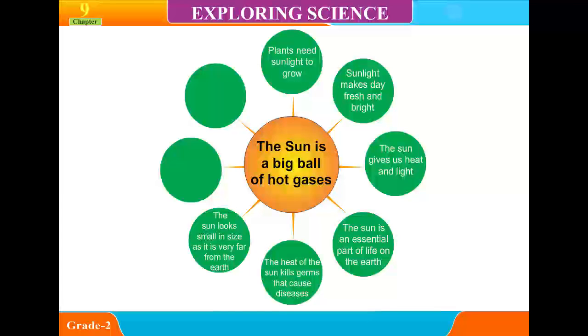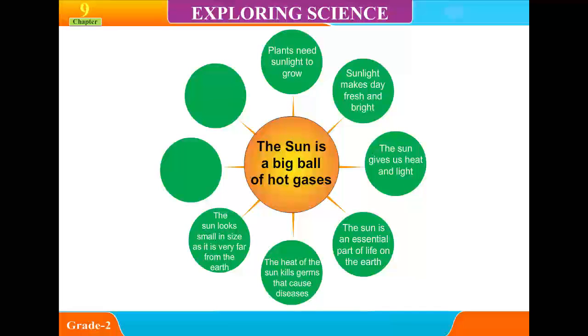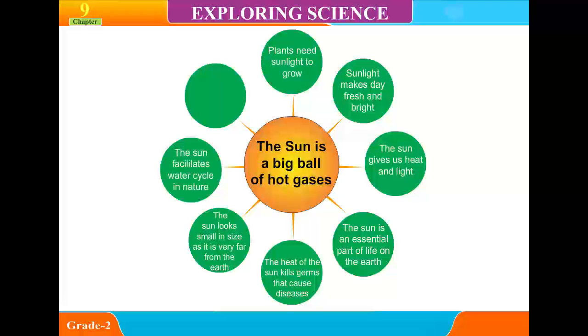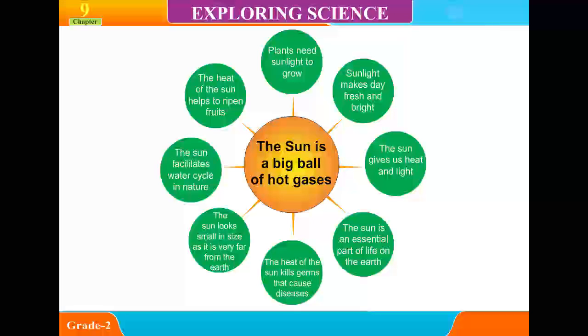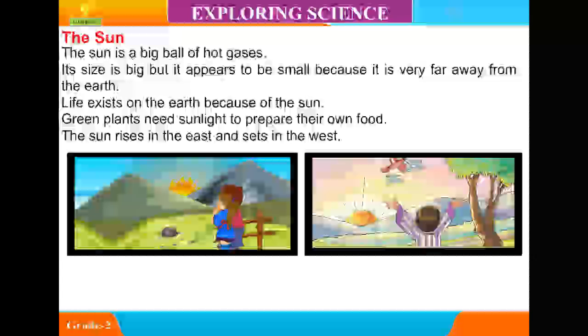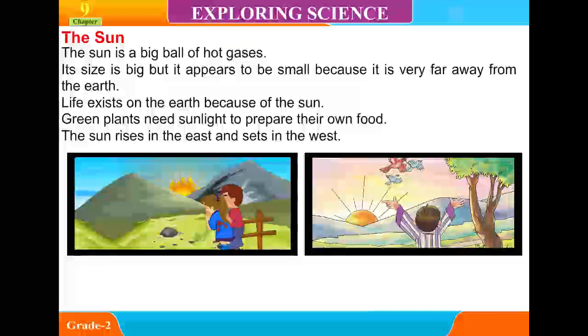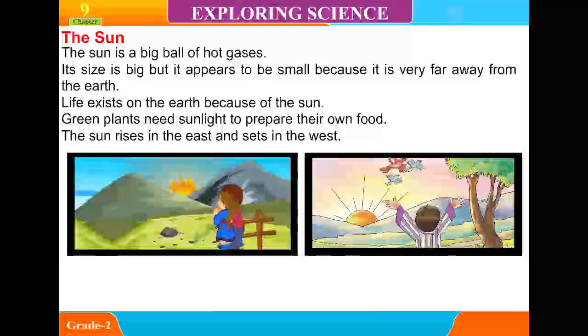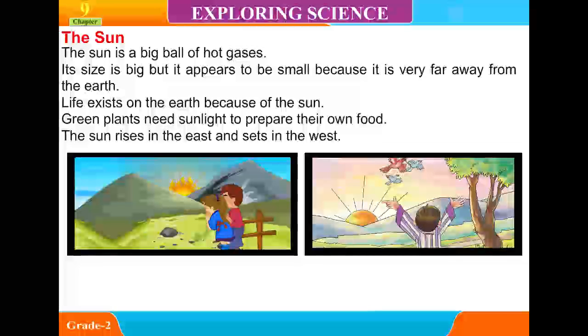The sun looks small in size as it is very far from the earth. The sun facilitates the water cycle in nature. The heat of the sun helps to ripen fruits. The sun is a big ball of hot gases. Its size is big, but it appears to be small because it is very far away from the earth.